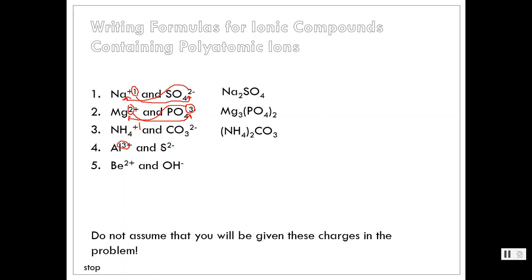Now we're going to do the crisscross applesauce with aluminum and sulfur. So we're going to need 2 aluminums, again subscript 2, Al2, S subscript 3. Last but not least, we have beryllium, which is in group 2, +2 charge, and the polyatomic OH hydroxide, which is a -1 charge. When doing the crisscross, we're going to have 1 beryllium and 2 OHs. Again, we use parentheses because we need more than one of that polyatomic, subscript 2.